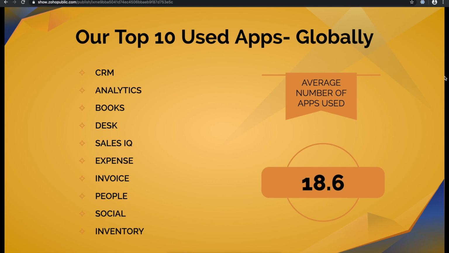So before we even begin, these are our top 10 applications that are used globally by our customers. So CRM and analytics is at the top of the charts. Then books, desk and sales IQ is being used. Expense and invoice are finance applications that are being used heavily, especially in India. And then people, social and inventory. We'll go through the list of applications as we dive deep into the webinar, and let's see how it goes.